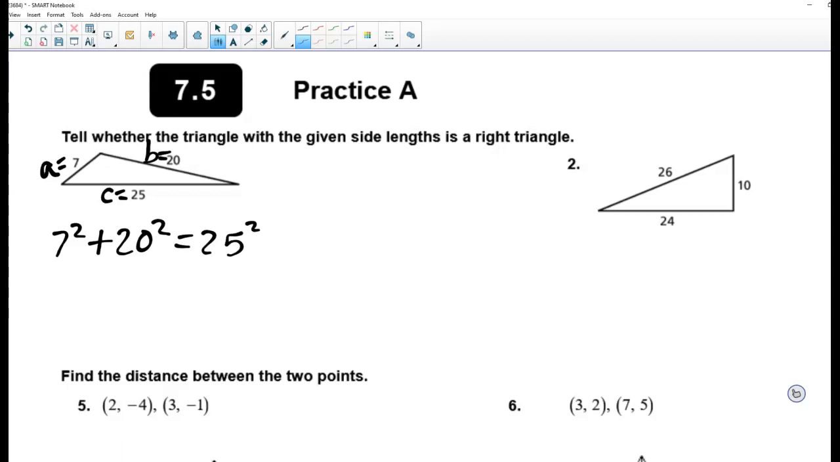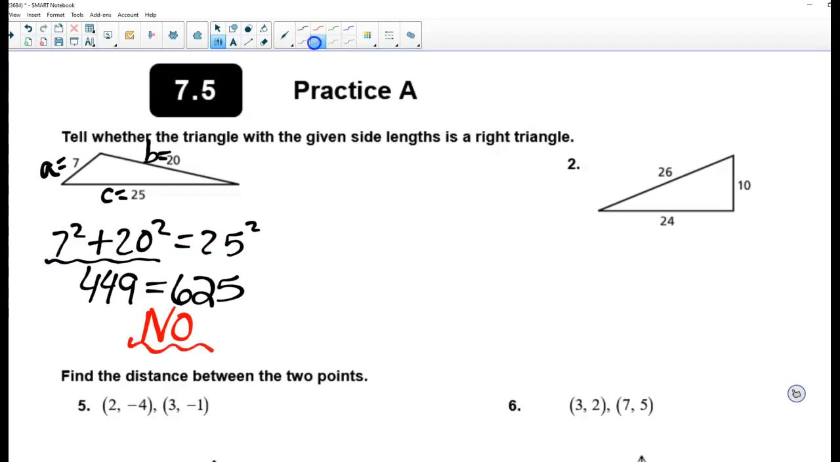So we're going to go ahead and do the work in our calculator. When you just put in all of this, the 7 squared plus 20 squared, I get 449. And then when you put in 25 squared, I get 625. These are not equal, which means no, it's not a right triangle. So the answer is no. Let's look at the next one.